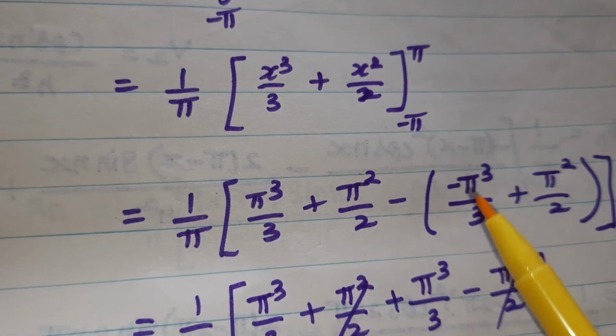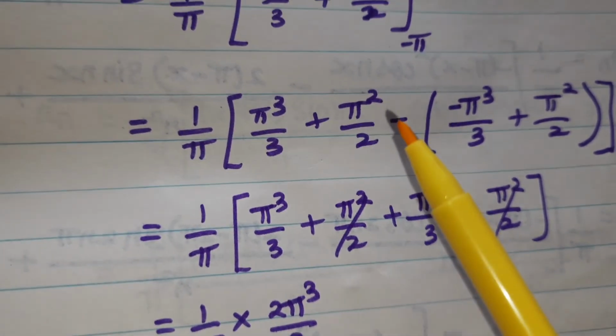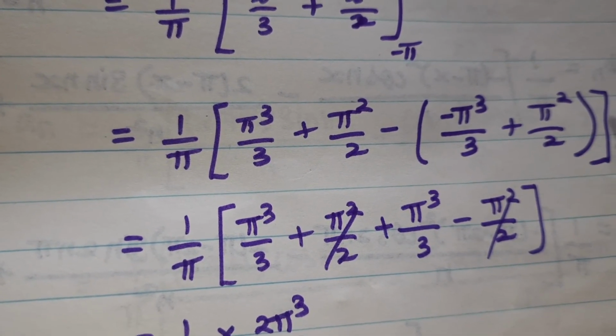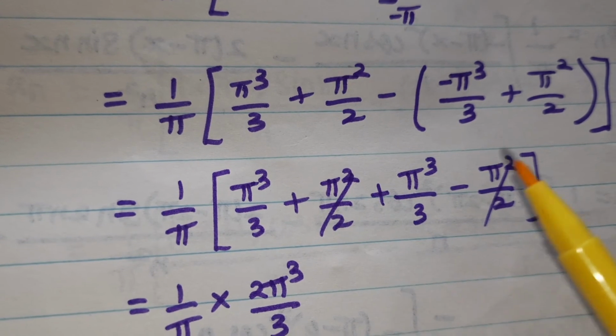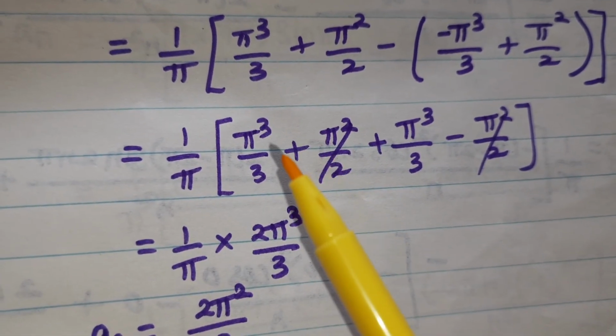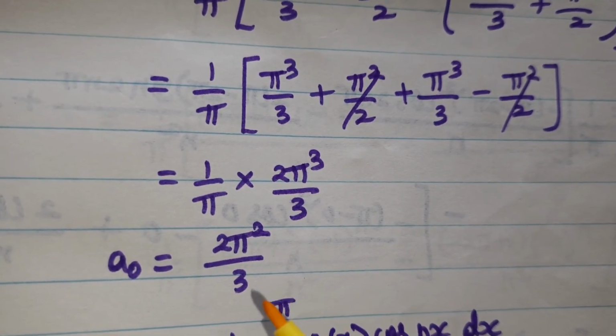So substitute pi and minus pi here. Therefore 1 by pi into pi cube by 3 plus pi square by 2 minus of minus pi cube by 3 plus pi square by 2. So here pi square by 2 and minus pi square by 2 get cancelled. Therefore 1 by pi into 2 pi cube by 3. If we solve this, a naught is equal to 2 pi square divided by 3.